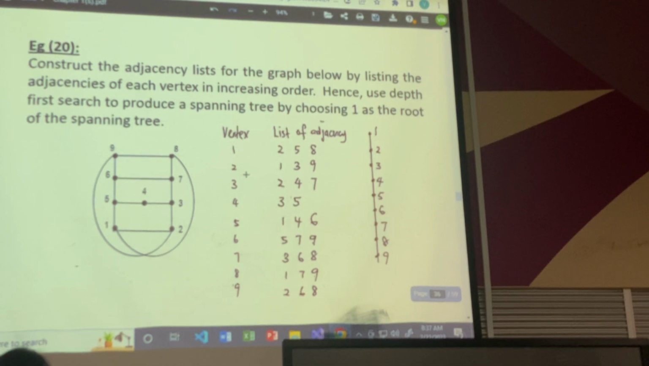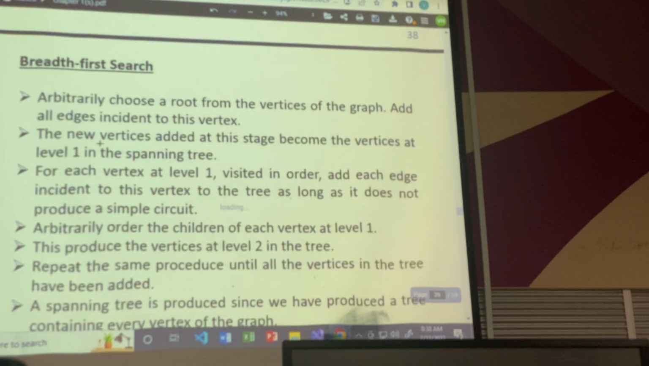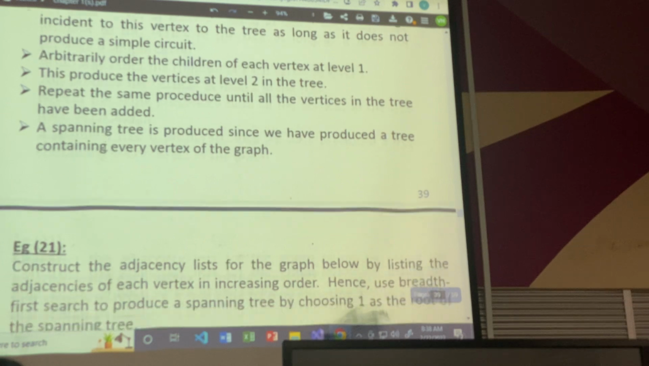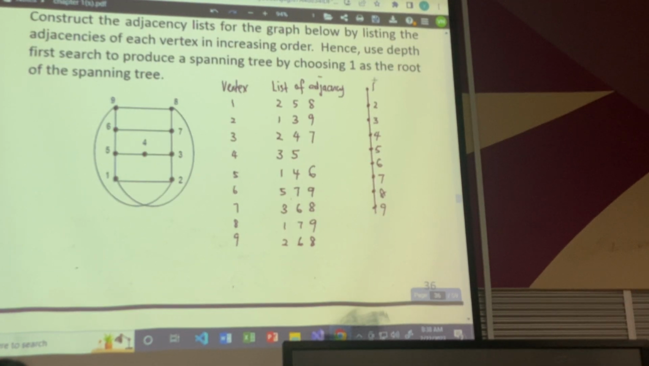Now this is the depth first search. Another search that we will look at is the breadth first search. By using the same root, which is 1, you see the next example, it is here. Breadth first search. So I will show you at the same place, easier to refer. So this is depth first search. Now I will do breadth first search. So start with the root 1.